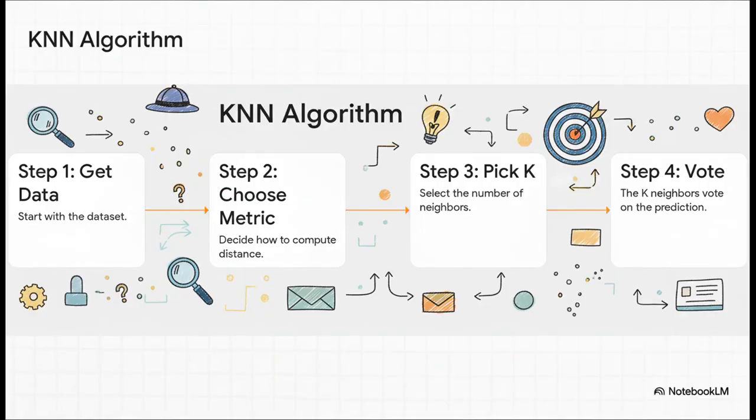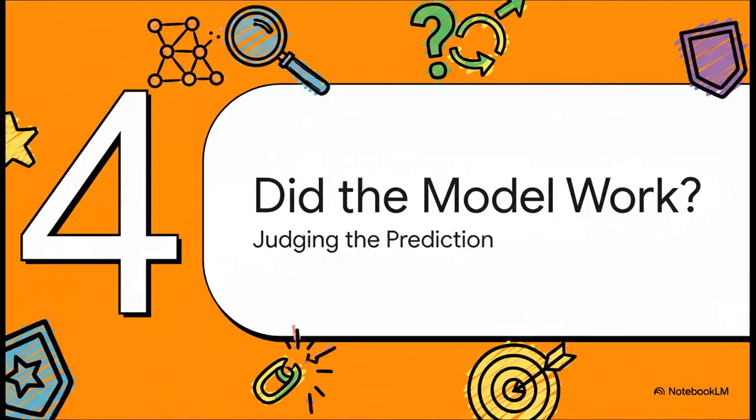So here's how that simple idea actually works. The k-nearest neighbors algorithm, or KNN, has 4 really easy steps. First, you start with your data. Second, you figure out how you're going to measure closeness. Third, you pick a number for k, that's how many neighbors you're going to ask for an opinion. And finally, to make a prediction for a new piece of data, you just find its k closest neighbors and let them vote. It's that simple. Majority rules.